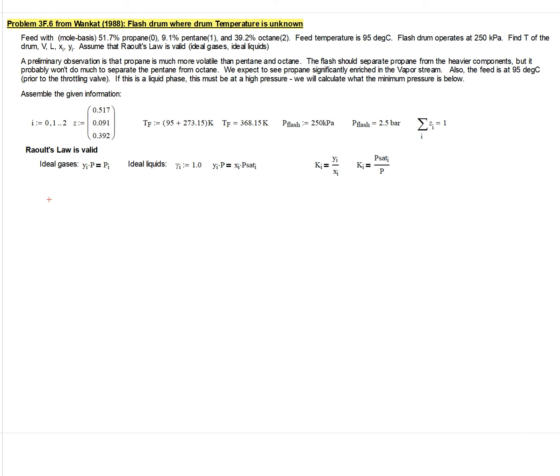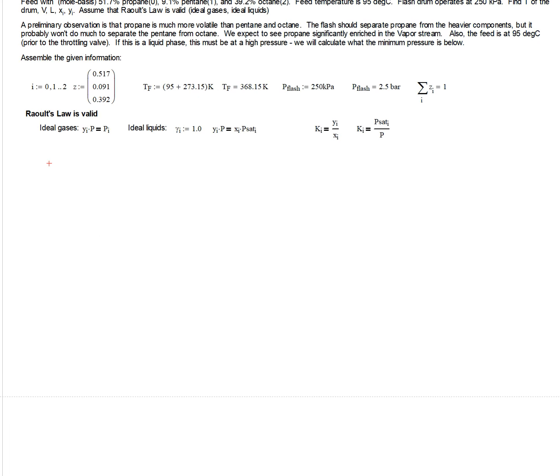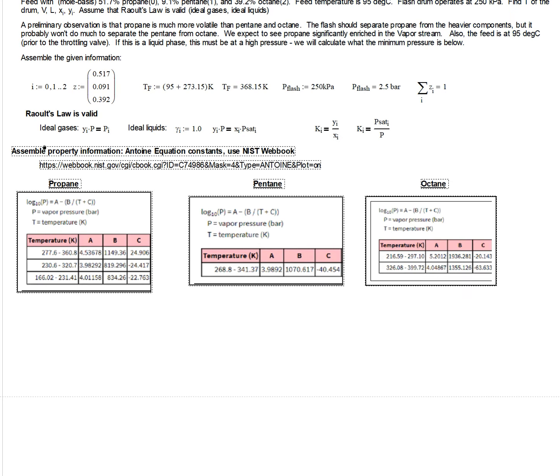So the first thing that I'm going to do here is start assembling our material properties. We are going to have to get Psat information, and we are also going to have to get heat capacity information. For Psat, there are a number of sources you can use. I am using the NIST webbook for these, and I've given you the web page that you can look at. So I've got these here for propane, pentane, and octane.